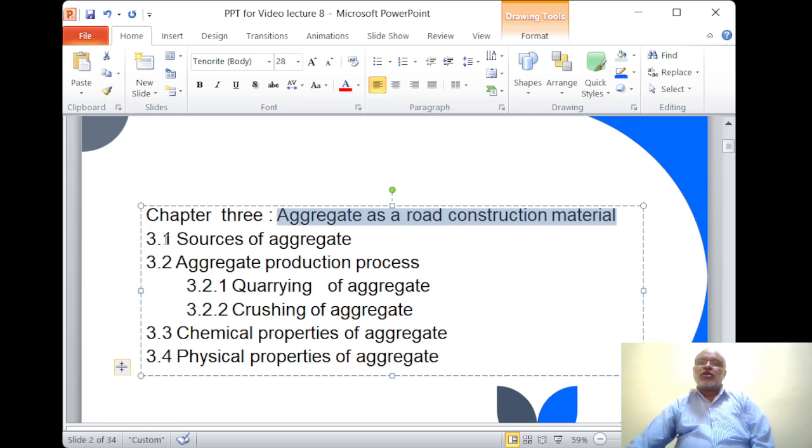Under this chapter, there are four subtopics: source of aggregate, aggregate production process, chemical properties of aggregate, and physical properties of aggregate. Under the topic aggregate production process, there are two subtopics: quarrying of aggregate and crushed aggregate.